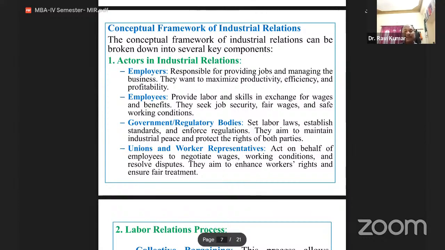So employees always look at security, fair wages, and also safe working conditions in terms of working hours, shift-wise, from daily 3 shifts or 4 shifts, according to their convenience or depending upon their work style.